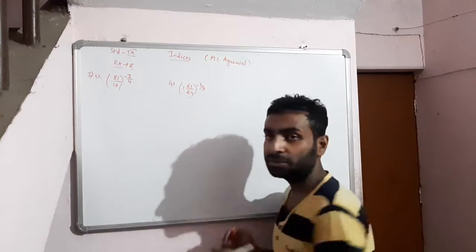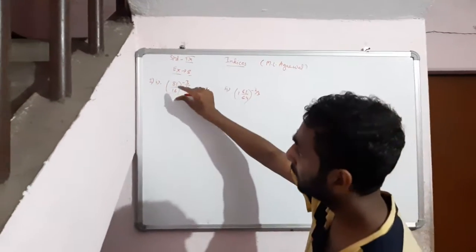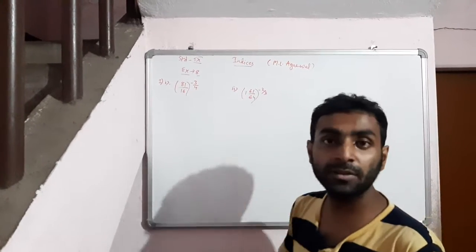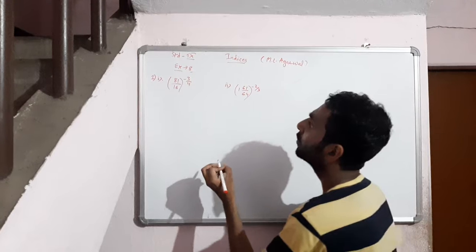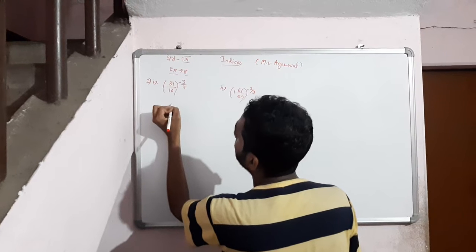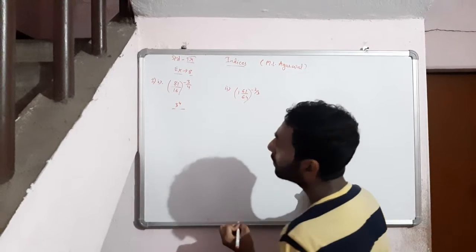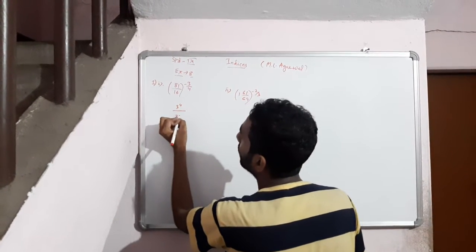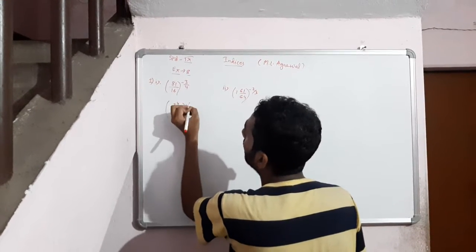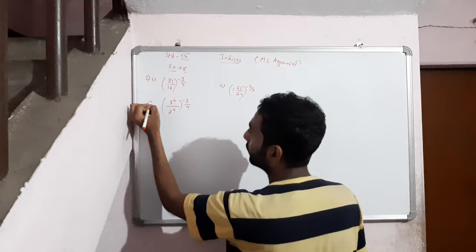See here, (81/16) to the power minus 3/4. So first we will simplify the base. We have to simplify these sums, and first we will simplify the base. 81 by 16: we will break this 81 as 3 to the power 4 and this 16 as 2 to the power 4. Then it is to the power minus 3/4. So this is the first step.